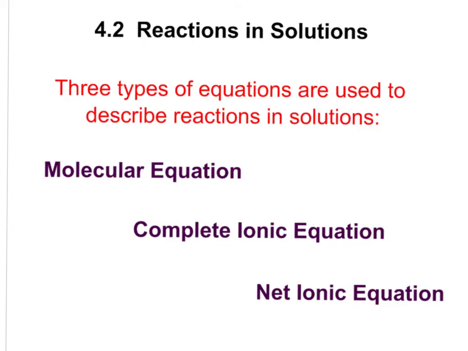Hello, and welcome to our next section in Unit 4. We're going to continue our discussion about solutions and reactions, chemical reactions in solutions, and we're going to introduce some different kinds of equations. There are basically three types of equations that we can use to describe reactions in solutions. The molecular equation, that's the one that we're all familiar with and we've been using for a while. We're going to also look at a complete ionic equation and a net ionic equation. So these three are different types of equations that we can use to describe reactions in solutions.